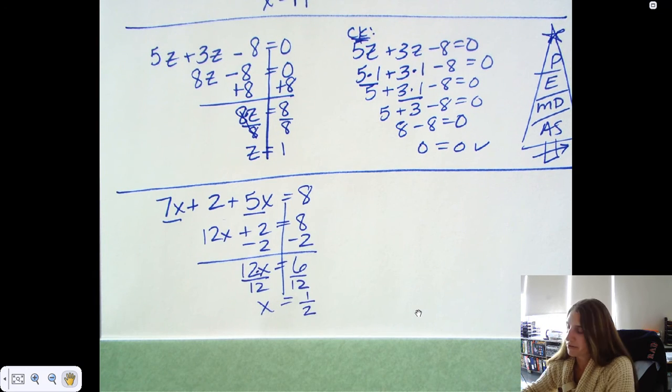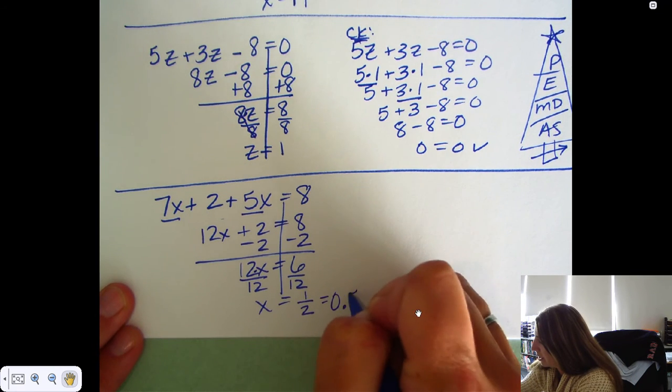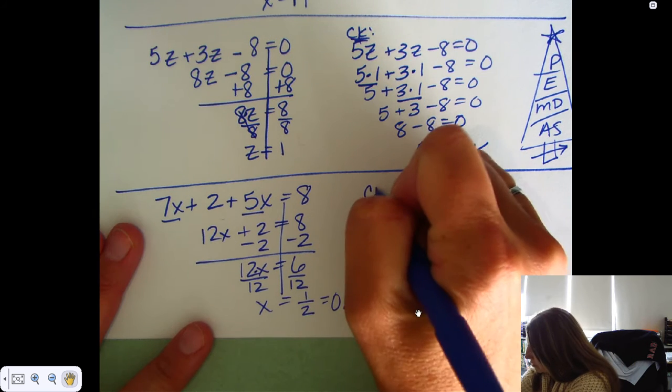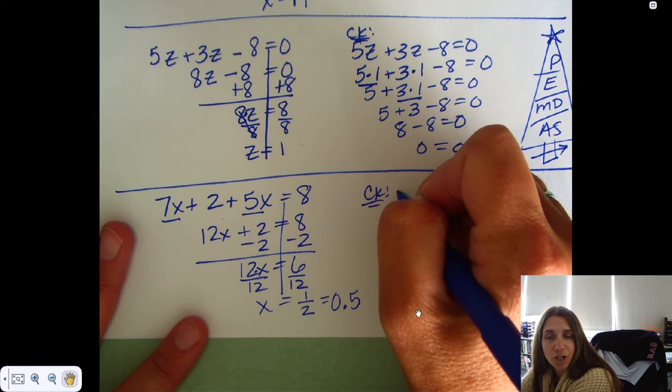I've reduced 6/12. Perhaps you divided it into your calculator and you got the decimal 0.5. Both of these are the right answer and make sense. Okay, so we're going to have to check this. Why was this one a little harder? Because the answer wasn't an integer.